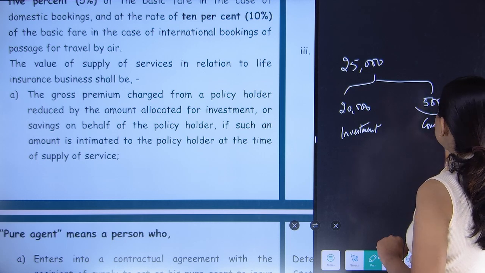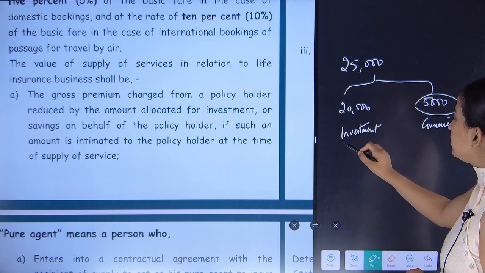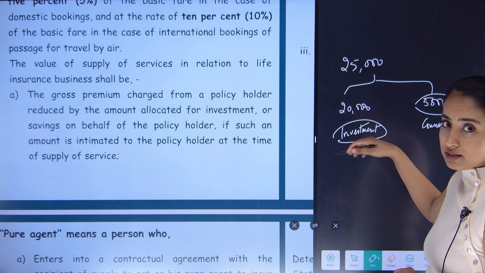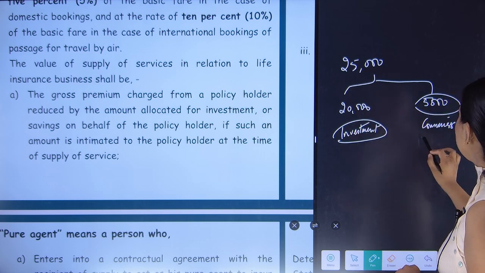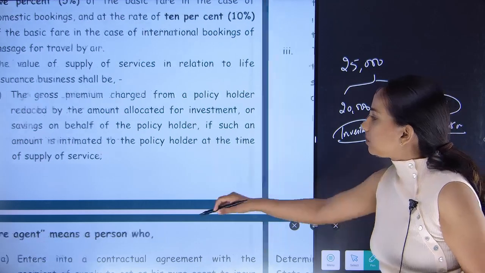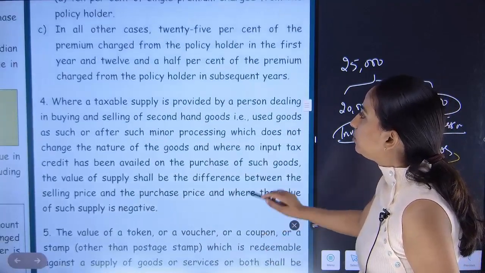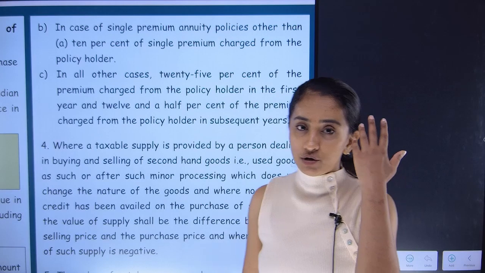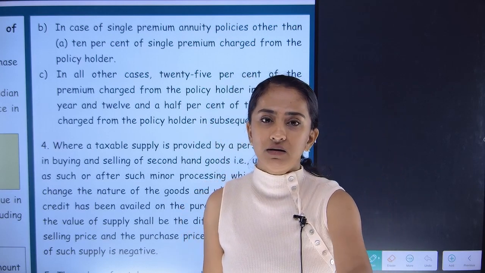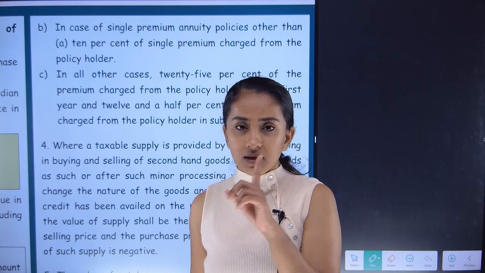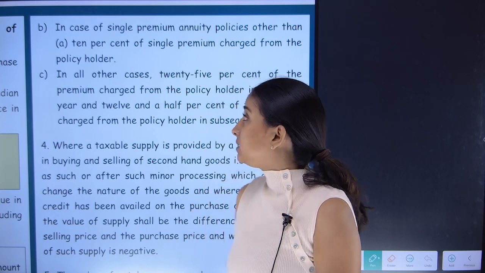So they're saying this difference, whatever is going to the investment, remove it, because this is getting invested. The remaining 5,000 is commission. This will be the value of supply. Okay, next, coming to another case. If it is a single premium annuity, let's say I'm paying an annuity of 10 lakh rupees for the next 20 years. After 20 years, I will get that money back. Single premium. I'm not paying regularly. At once I'm paying single premium.